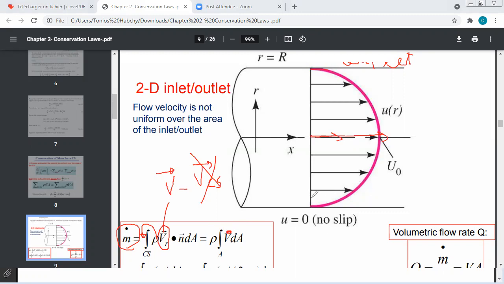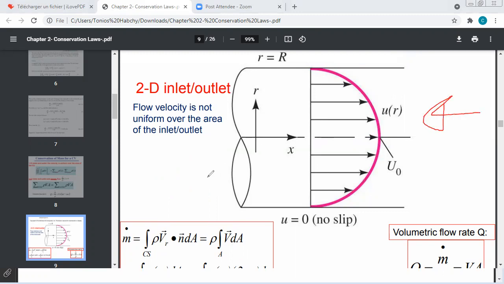Now, to be able to get this integral, I should know how my velocity is varying within my cross section. What is nice here is that I have a symmetrical profile. Due to symmetry, if I look from the side view here, I have a circular cross section, and velocity is only varying in one direction, which is the radius. So velocity is only varying along the radius, but it's not varying along theta, the angle.